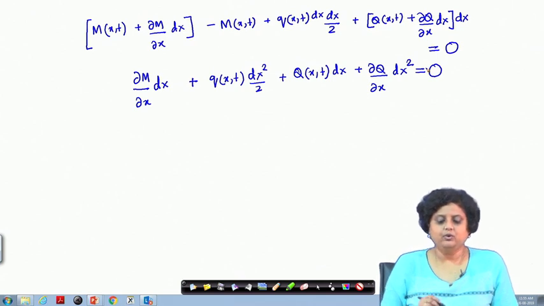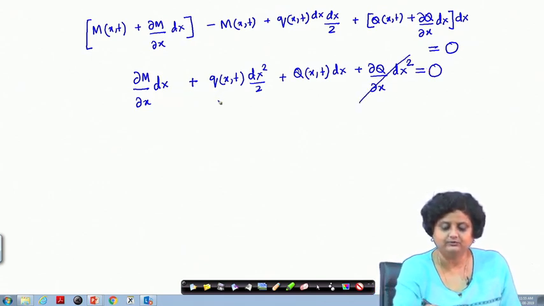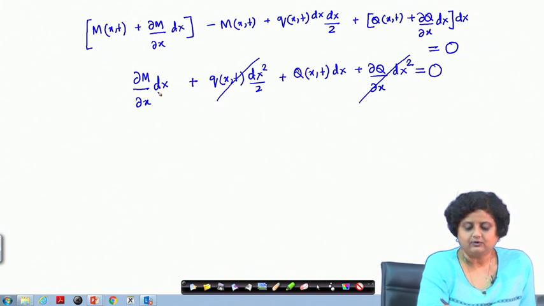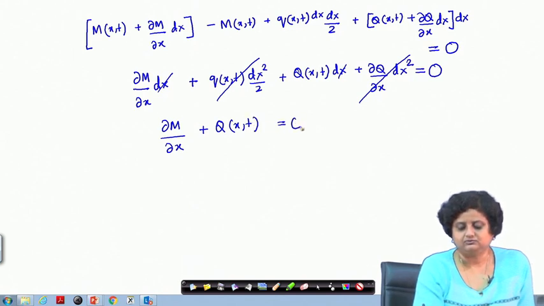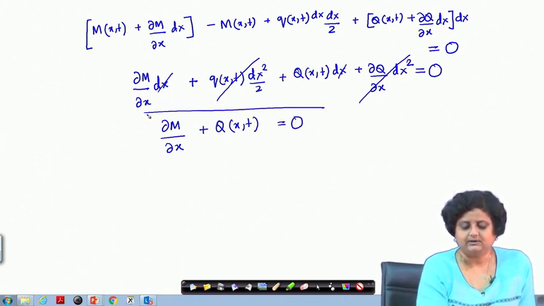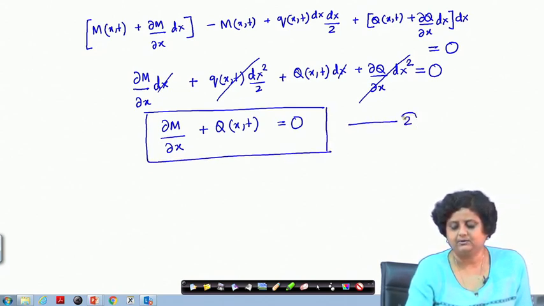Now, what we do is that we neglect the term associated with the dx square, because dx itself is a small number. So, dx square is going to be even smaller. So, we are going to remove this part. And of course, dx is going to get cancelled. So, I have dM/dx plus q(x,t) equals to... So, this is my second equation that I will need.